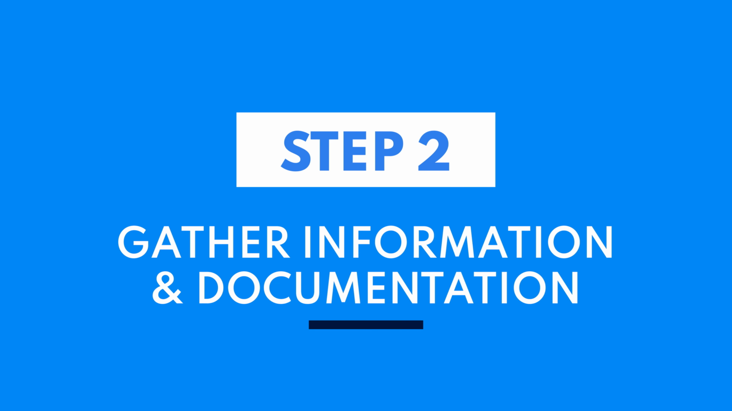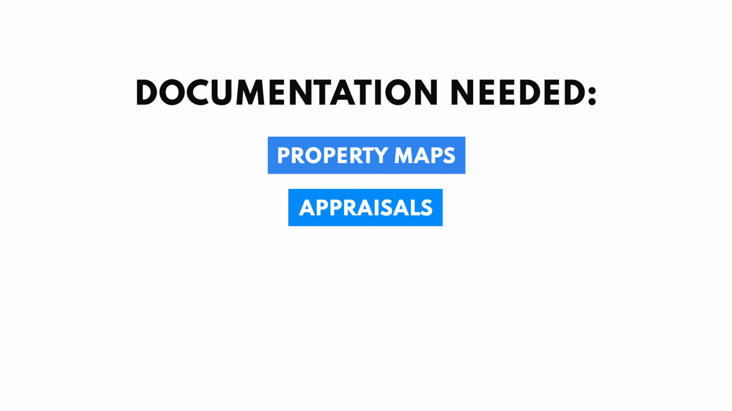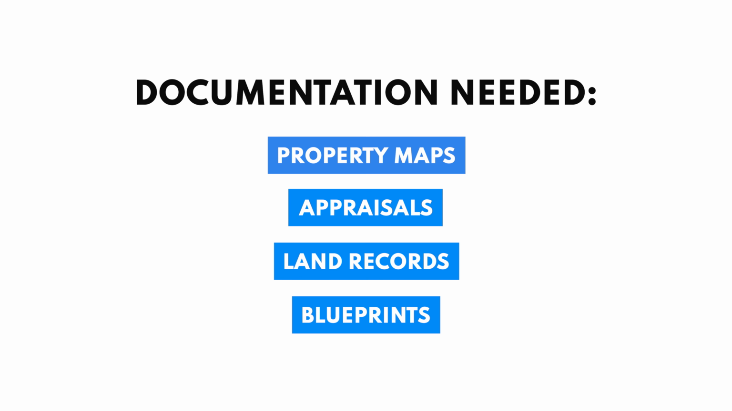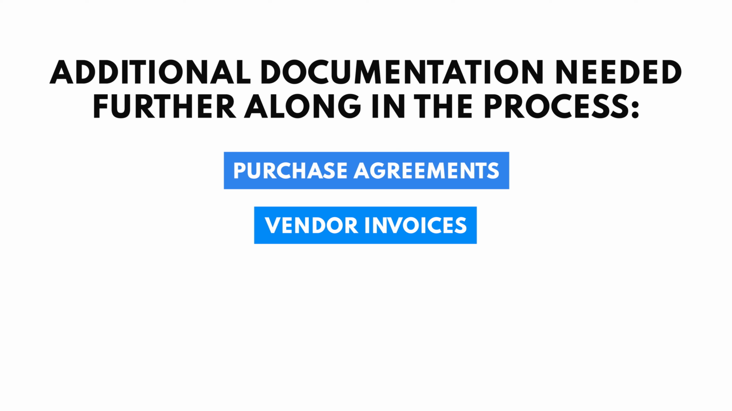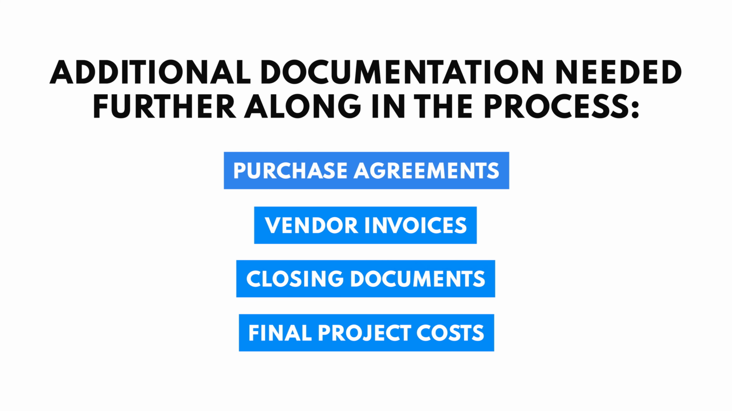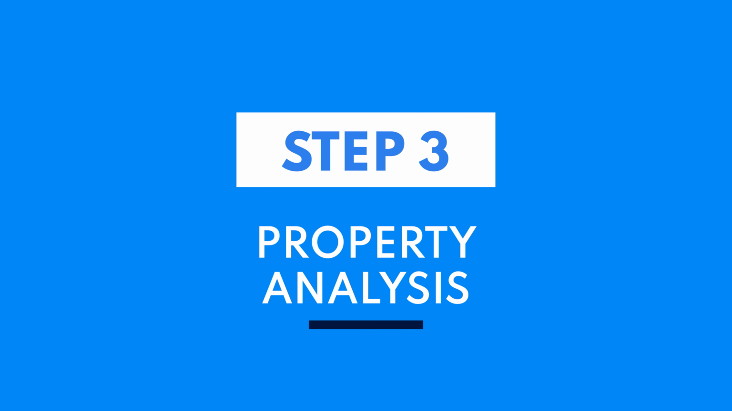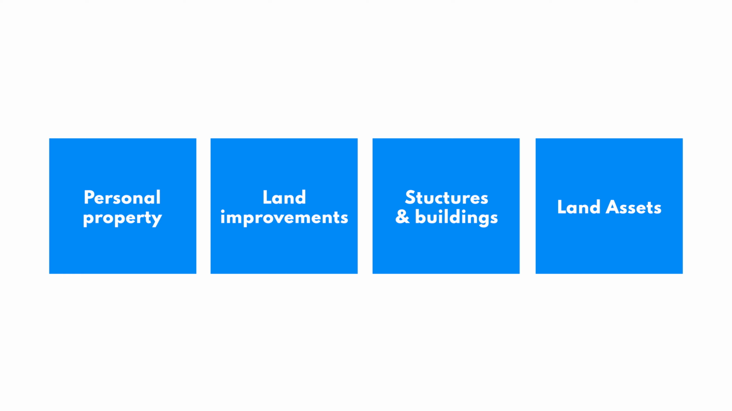The next step is to gather information and documentation that is used to conduct the study itself. Initially, this may include things like property maps, appraisals, land records, and blueprints. Further along in the process, you may need to gather additional documentation such as purchase agreements, vendor invoices, closing documents, and final project costs. Next up, the property is analyzed. This is when specific components of the property are sorted into 4 categories to determine which qualifies for accelerated depreciation.